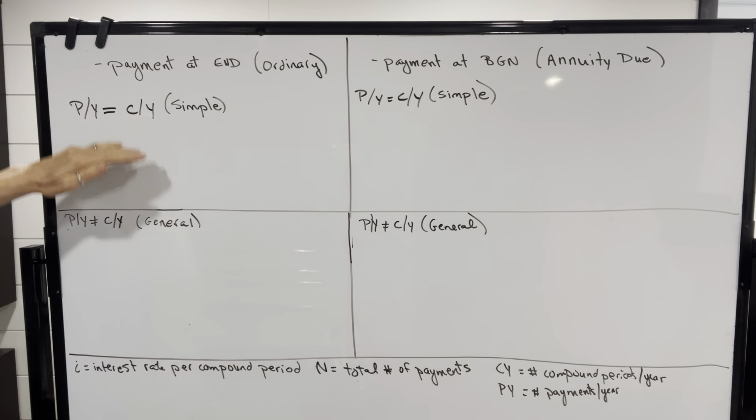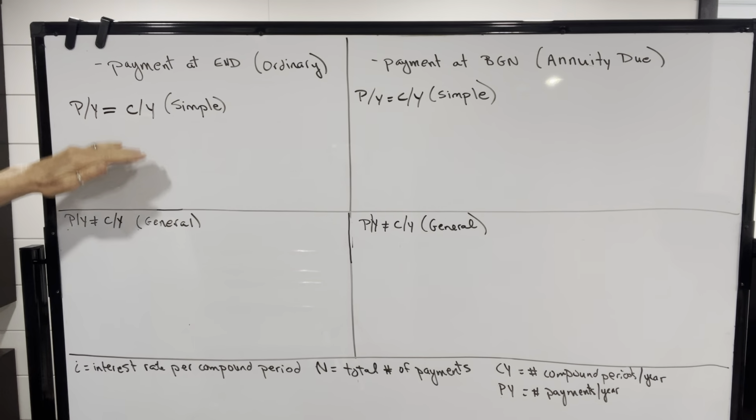The present value will equal the payment amount times, in the numerator 1 minus, and in brackets 1 plus i, where i is the interest rate per compound period. So if you're given the annual rate and it's compounded monthly, you would take the annual rate and divide by 12. And then it's raised to the exponent negative n, where n is the total number of payments. And all of that is divided by i.